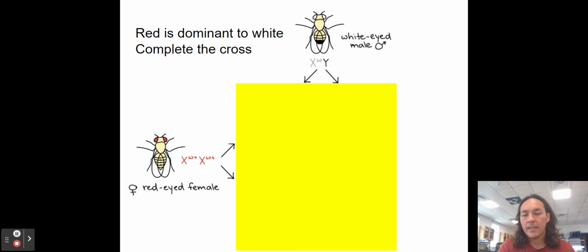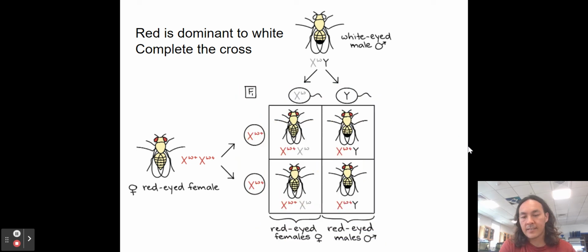So try this one. Here is a white-eyed male and a red-eyed female. Red is dominant to white. Can you complete the cross? What would be all the possible outcomes? If we got something like this, all the females that are produced will have red eyes, right? Even though they inherit the white-eyed allele from the male, they're all going to be red-eyed females. Here, they're also going to be all red-eyed males because they're going to get a red allele from the female.